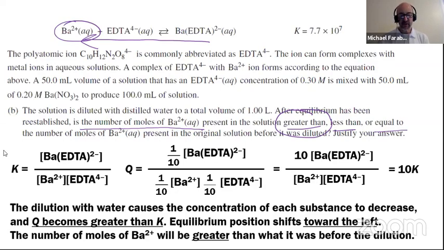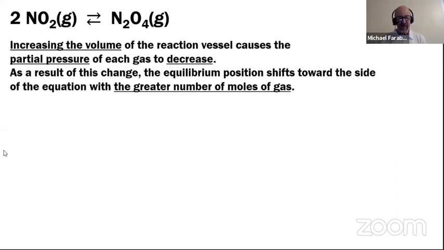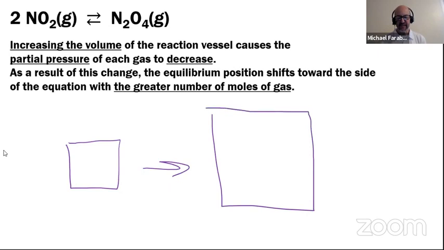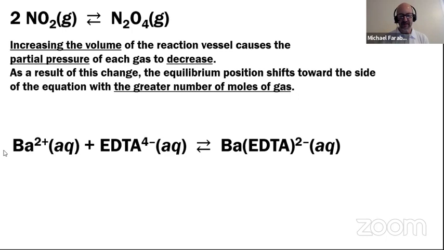Now I'm going to make a comparison to another example of Le Chatelier's principle, and that is gases. Here we have 2 moles of gas on the left and 1 mole of gas on the right. So a different number of moles of gas on each side. Suppose that we take our container, which contains these gases at equilibrium, and we increase the volume of the container. As a result, the pressure will go down, and the system will shift toward the side of the equation with the greater number of moles of gas as a way of counteracting this decrease in pressure. Well, there's a completely analogous system with aqueous species.